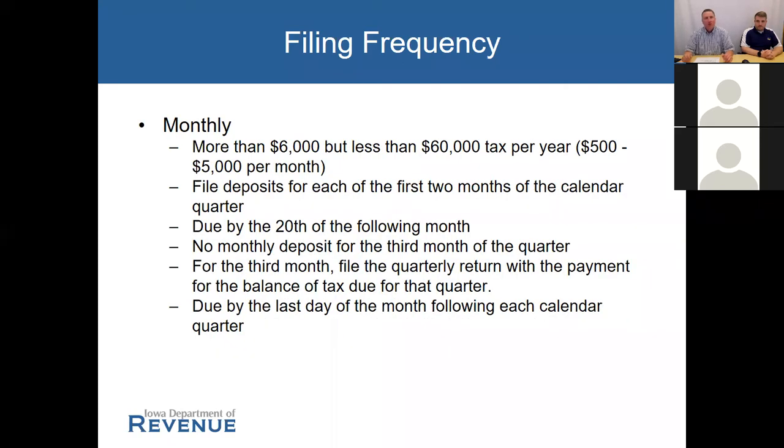Next up in frequency, we have the monthly filers, and these are for businesses that are remitting more than $6,000 in a year, but less than $60,000 in a year. So basically over $500 a month, but less than $5,000 per month. These filers will make monthly deposits for the first 2 months of the calendar quarter, and then they will file a quarterly return for the third month of the quarter.